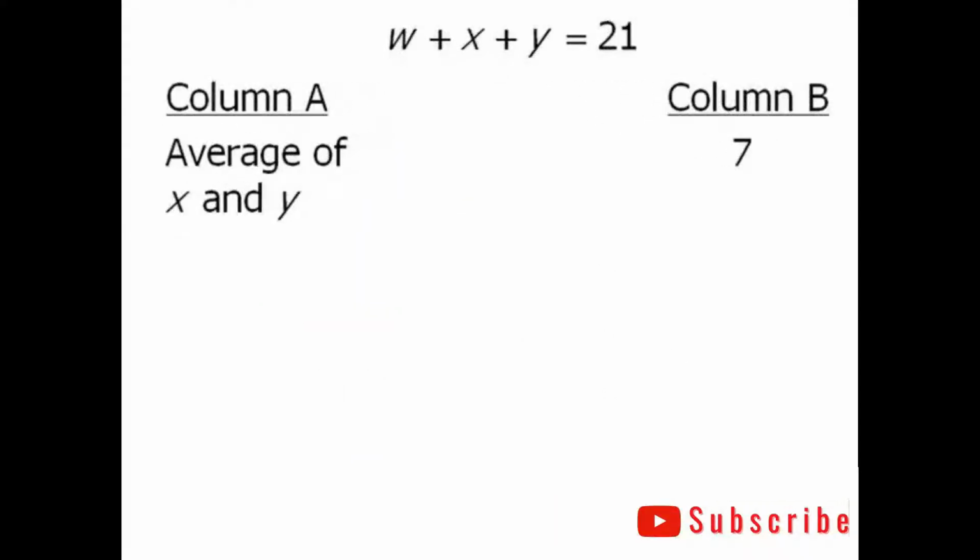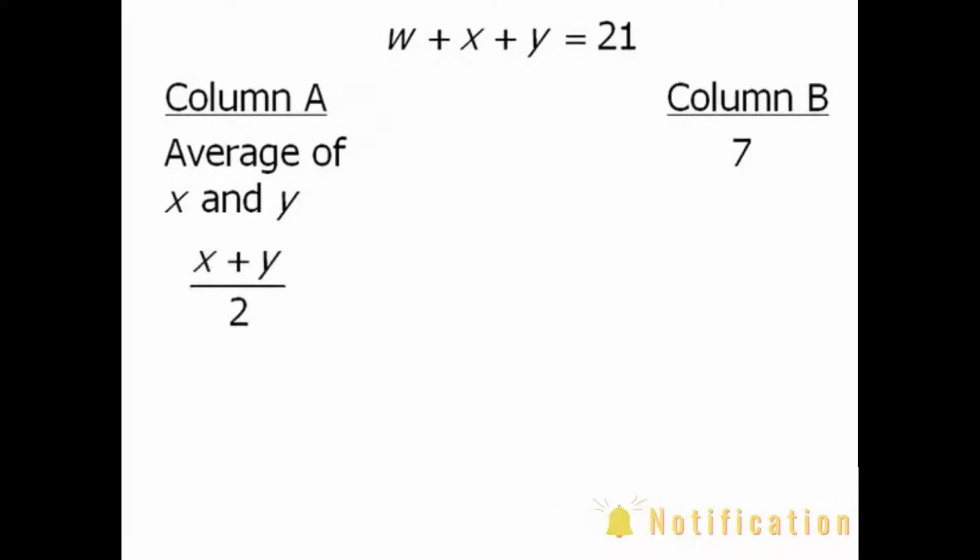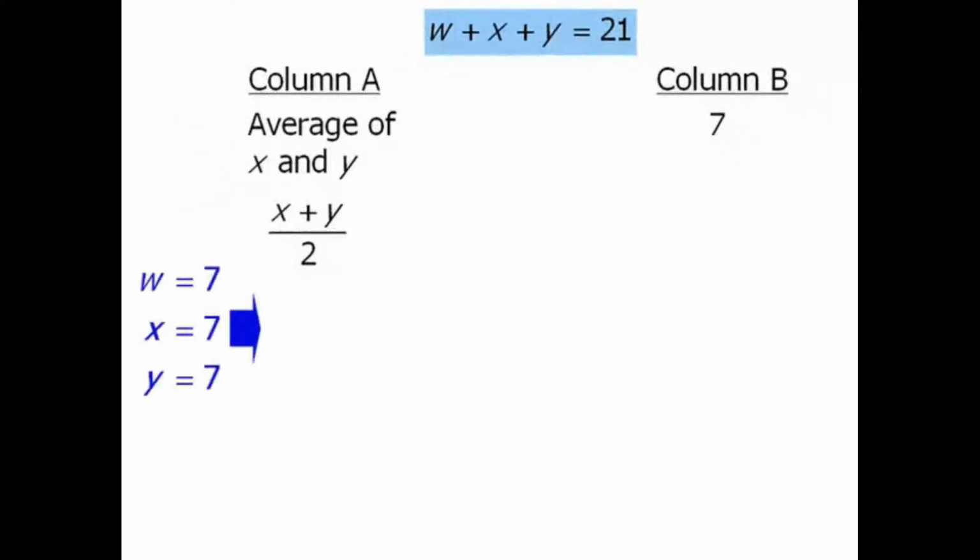Okay, let's begin with column A. If we want to find the average of x and y, we need to know the value of x plus y divided by 2. Now, the only restriction we have on the values of x and y is the fact that the sum of w, x, and y must equal 21. Now, given this restriction, we could have the following values for w, x, and y. In this case, the average of x and y is equal to 7, and this is equal to column B.